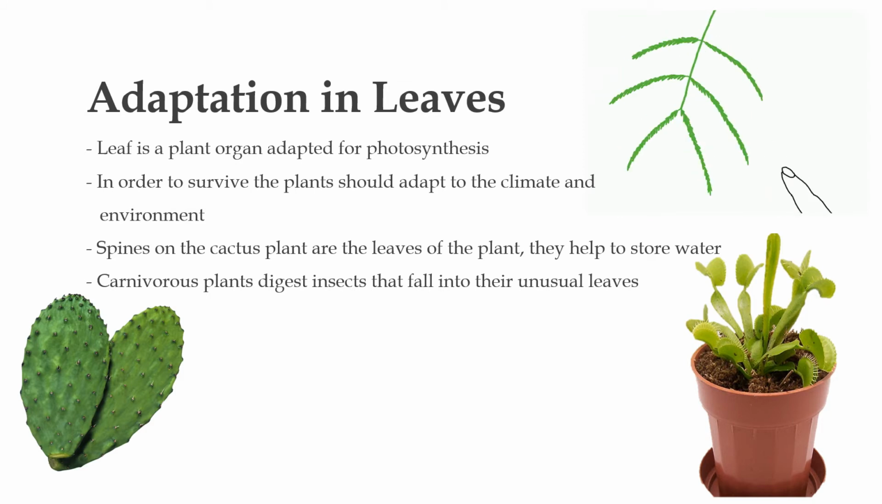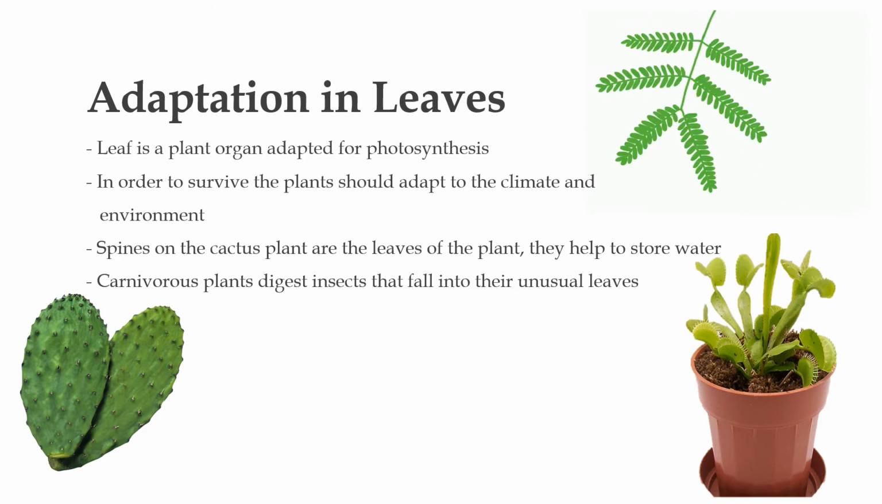And there are some carnivorous plants. They eat insects. How do they eat insects? They have such unusual leaves. When an insect sits on the leaves of the plant, you can see the spiky part of the plant on your right side. Yes, this plant is called Venus flytrap.